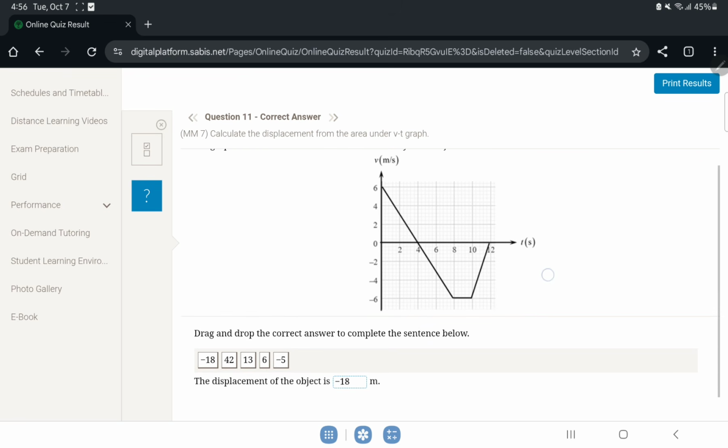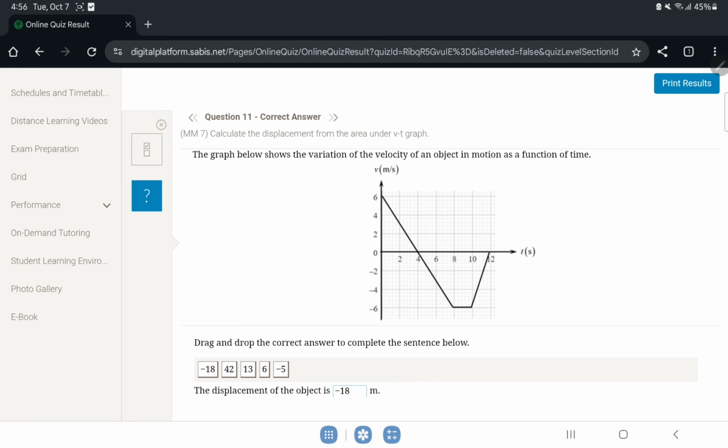For this question, they want the displacement, so the area under the graph. The area under the graph here and under here. We have a triangle and a trapezoid. The triangle is base times height over 2. The base is 4 times the height, which is 6, over 2, plus.